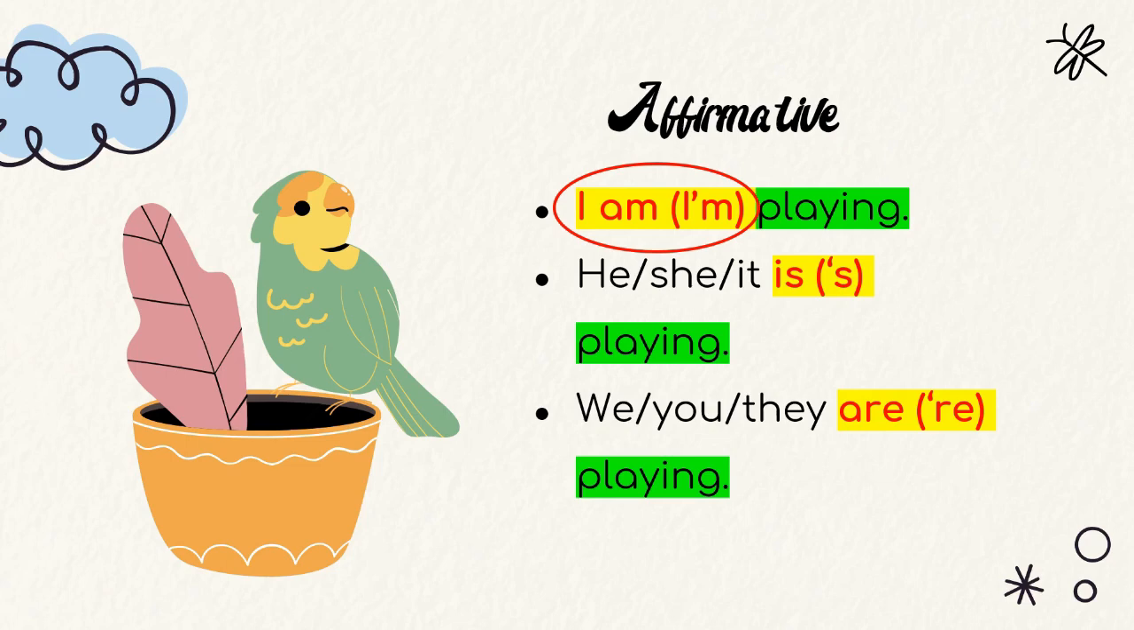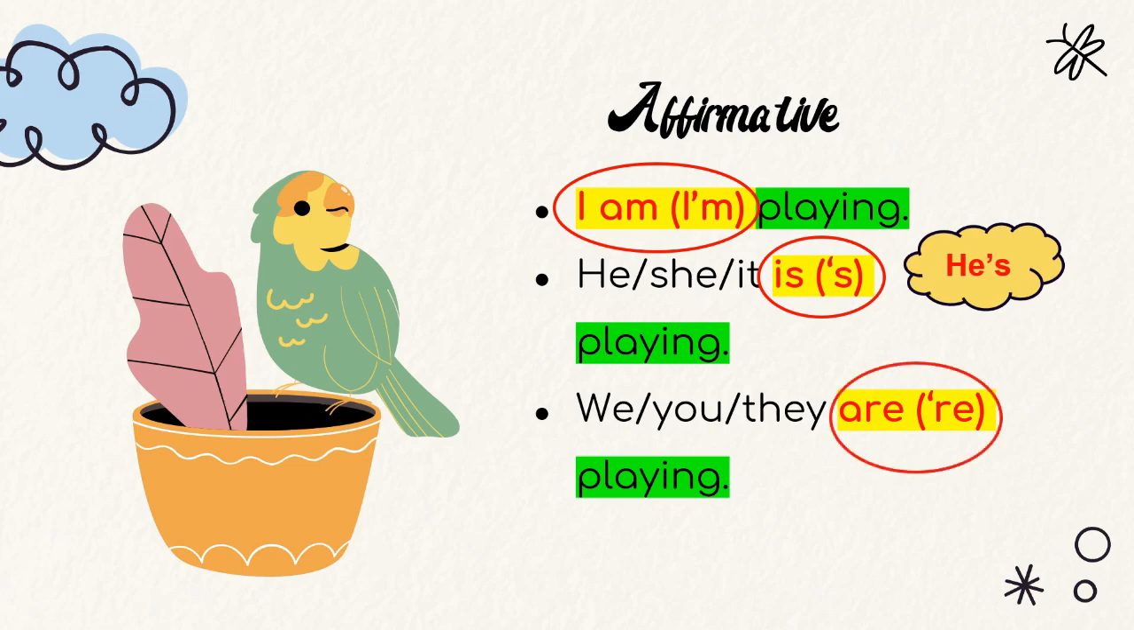So let's say you're talking about somebody else but only one person. So it becomes he, she, it is playing. Those in the parentheses will be the short form of is. So he's playing, she's playing. The same thing for are. We are playing, you are playing, they are playing. It's just a short form of are. So when you say affirm, you're saying yes or you're agreeing to it.